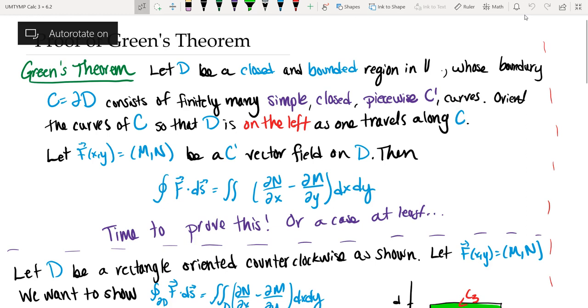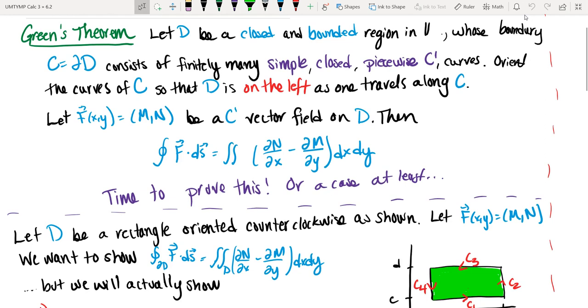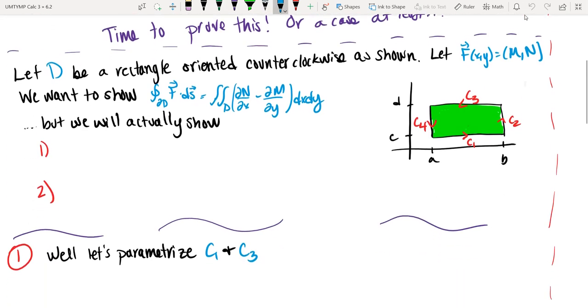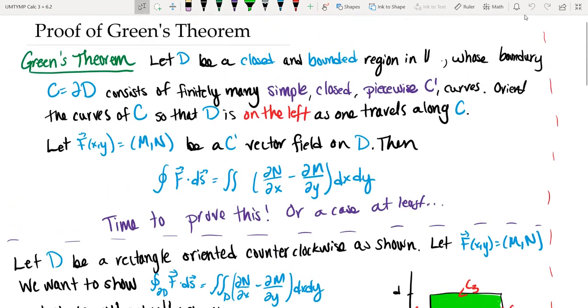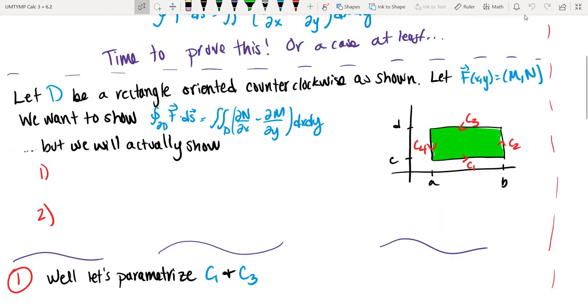Okay. So our task ahead of us is going to be focusing on a rectangle. Okay, so that's our case. And so we're going to let D be a rectangular region that's oriented counterclockwise, as shown. And so here's our vector field, and we can go through and verify that this region meets the assumptions: a closed boundary region, and the boundary consists of finitely many simple closed piecewise continuous curves, and as we traverse the boundary we make sure that the region is on our left.